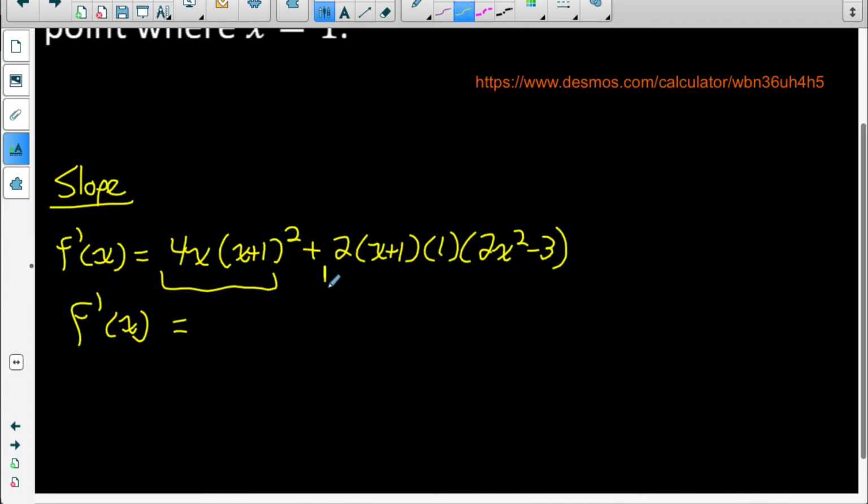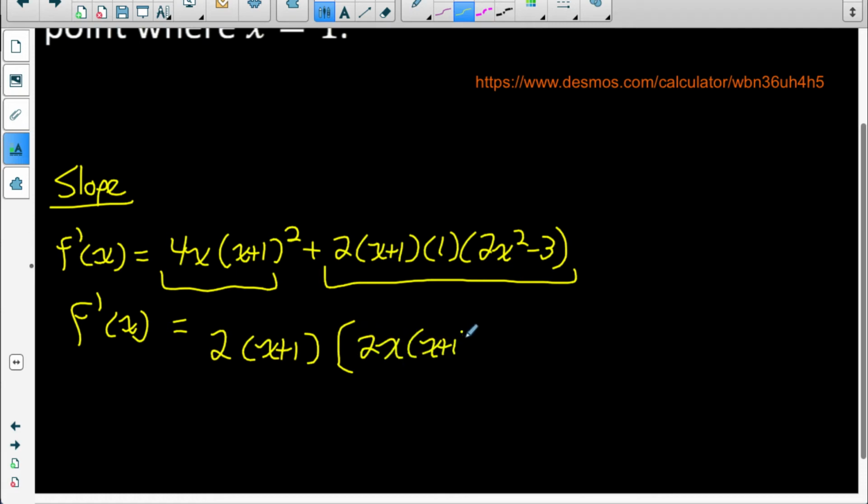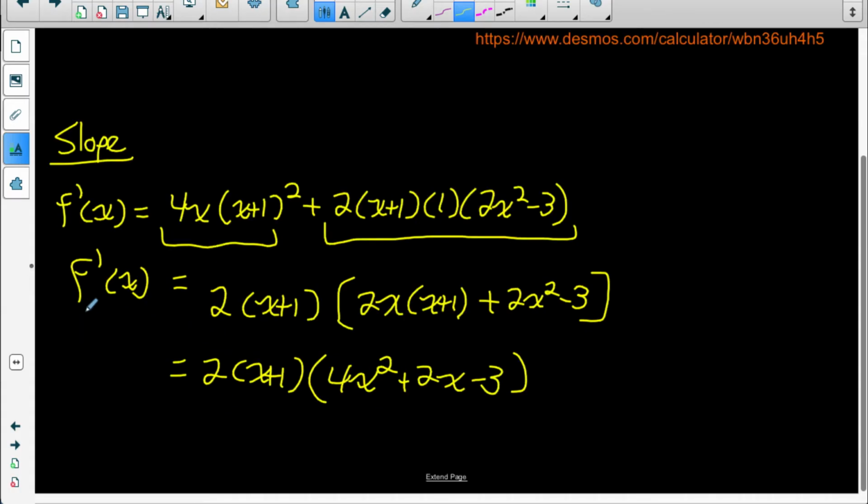I have a term here and a term here. I'm going to take out a 2 and an x plus 1 from both of the terms, and that leaves me with 2x times x plus 1 for the first term, plus all I have left is this 2x squared minus 3 from the second term. And I'll simplify this. So that's the equation of the derivative.